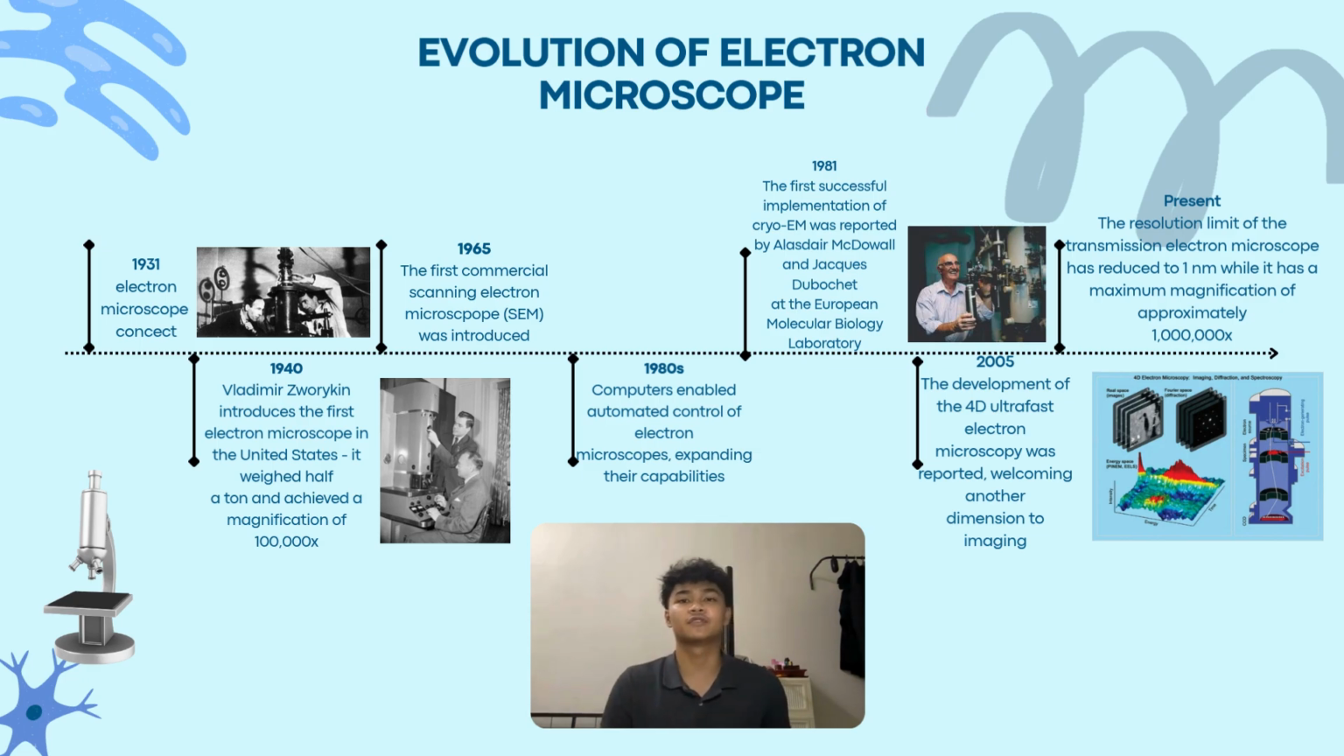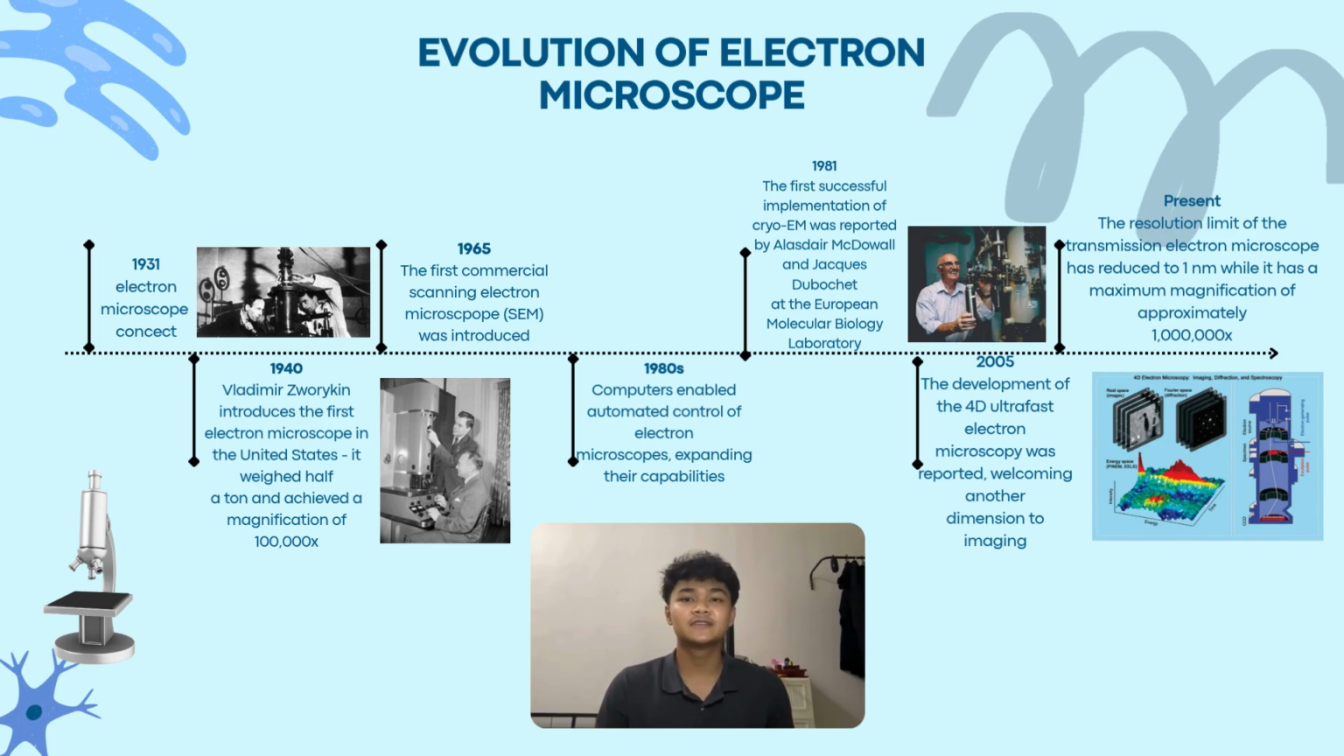Fast forward to 1940, when Vladimir Zworykin introduced the first electron microscope in the United States. This absolute beast of a machine weighed half a ton, but it was a game changer, achieving an unprecedented magnification of 100,000. By 1965, the technology became commercially viable with the introduction of the first commercial scanning electron microscope, or SEM, allowing scientists to see the detailed 3D surfaces of microscopic structures.